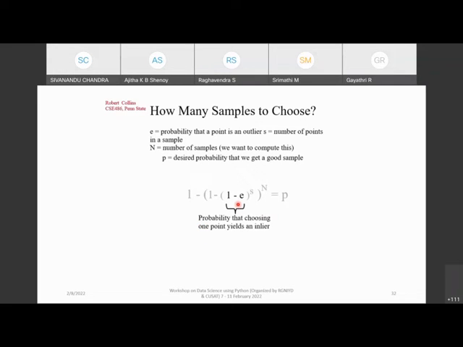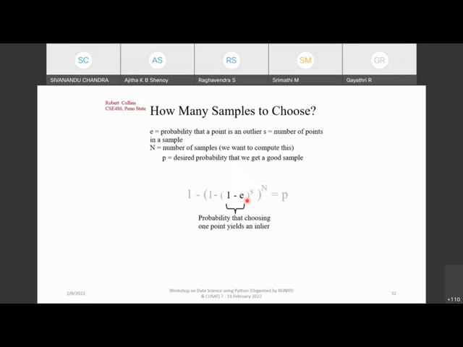For drawing a line you require 2 points. So what is the probability that choosing 1 point gives an inlier? When you are selecting 2 points, you are selecting the first point. So the first point is an inlier. What is the probability of that? The probability that a point is an outlier is E. Therefore, the probability that a point is an inlier is 1 minus E. That is for 1 point. You are selecting 2 points because for getting the equation of the line, you require 2 points.